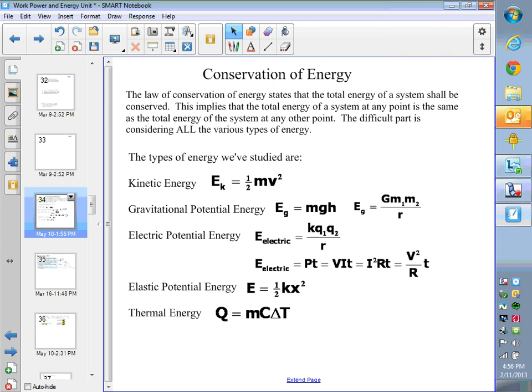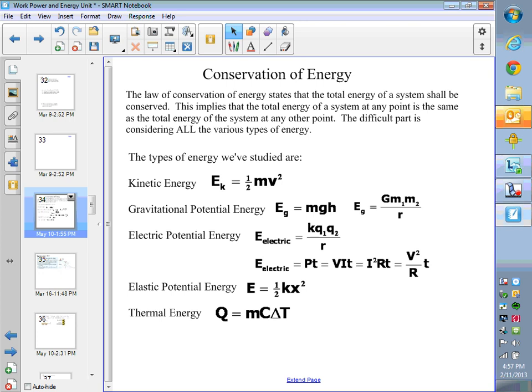So we're going to look at a conservation of energy question. It's going to bring together the ideas of kinetic and potential energies together. And this deals with the conservation laws that we've been looking at in terms of conservation of momentum, but now we're applying it to the energy concept.